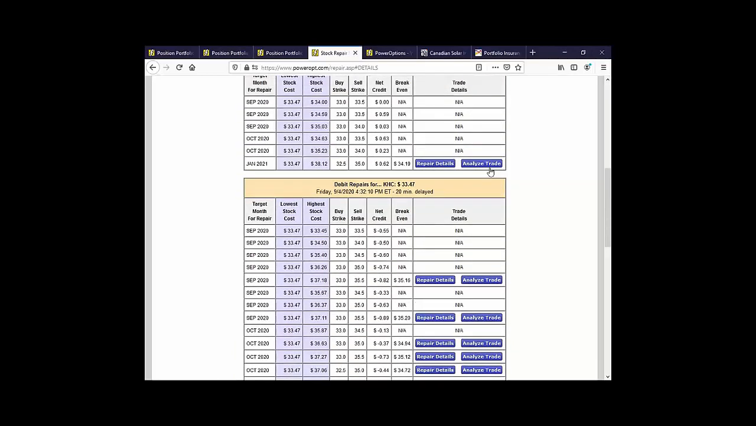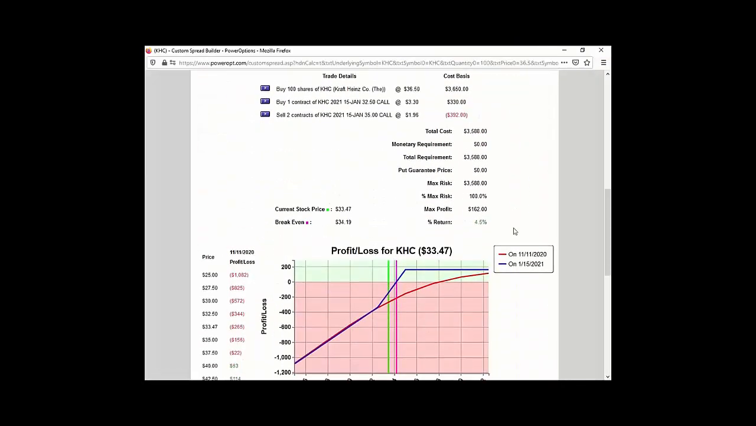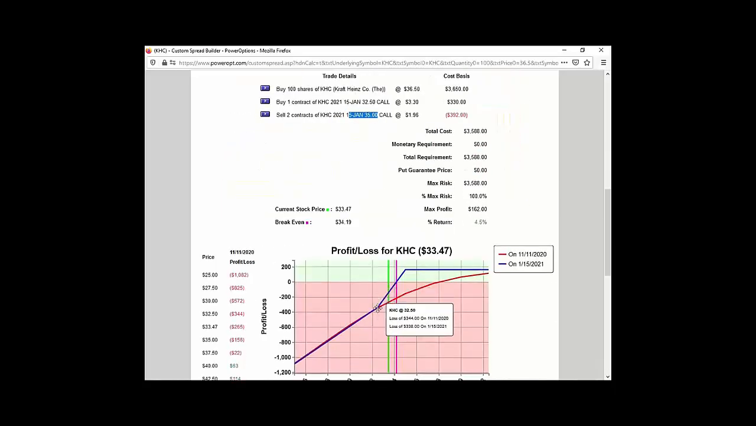That's the stock repair ratio call spread in a sense, and this is what it looks like. Now, someone said, well, I can't do the ratio spread because it's naked. It's not. What you've done is sold 2 calls, that's correct, but you also bought a call and you own the stock. So this is essentially a covered call with Kraft Heinz at 36.50 and a January 35 call at $1.96 and a bull call debit spread, buying the 32.5, selling the 35 for a net credit of 62 cents. And so that's why it gets you back to break even.